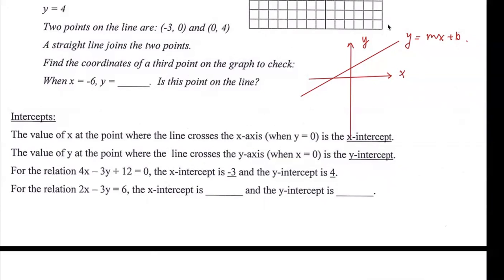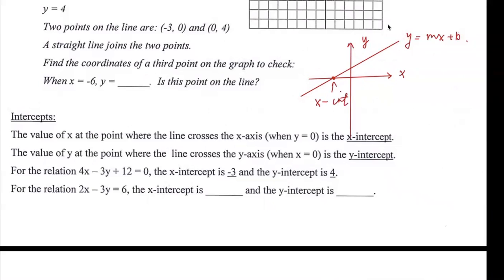Okay, let's read the definitions again. The value of x at the point where the line crosses the x-axis is the x-intercept. So this is the straight line, and this is the x-axis. It crosses the x-axis here, right? So this is called the x-intercept. We say x-int.